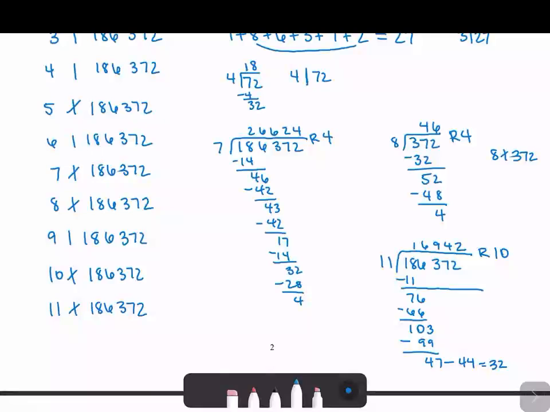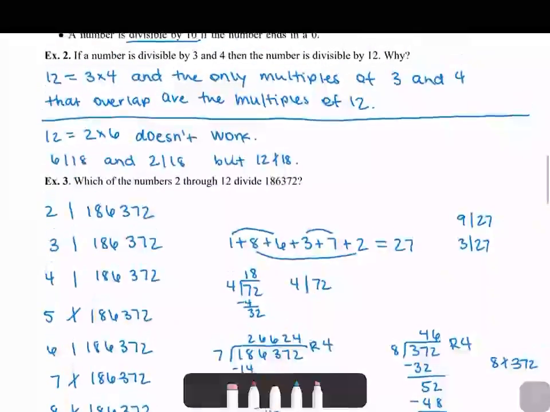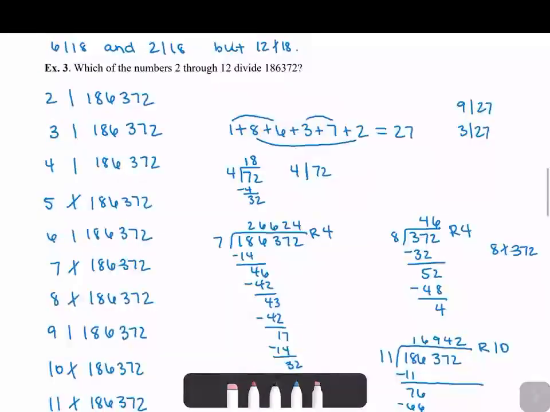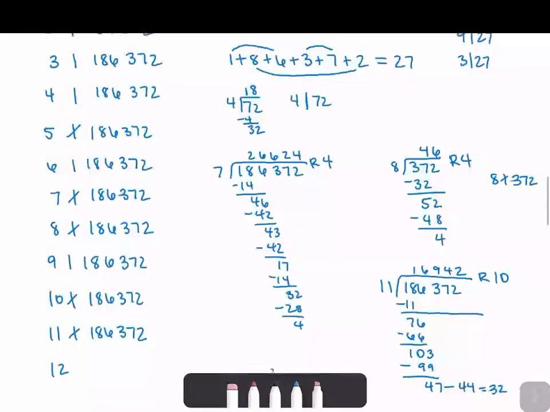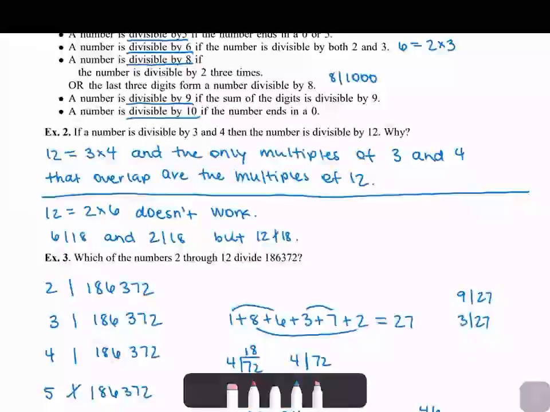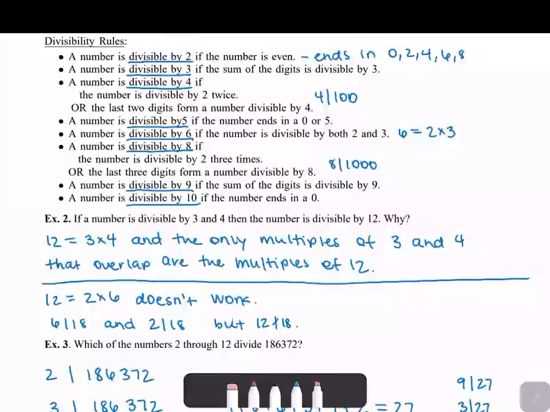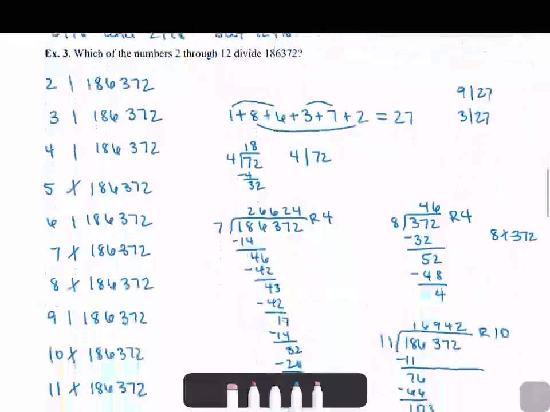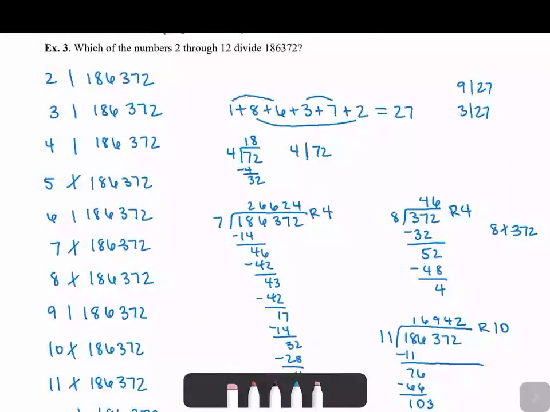And then let's look at 12. Remember, we just talked about how a number is divisible by 12 if it's divisible by 3 and 4. So 12 indeed does divide this because it's divisible by 3 and 4. So 12 does divide 186,372. Okay, so these are the divisibility rules for 2 through 12, where we have all of these tests, and here's an example. If you need more examples, read the textbook because they have a ton there, but that is all for this video.